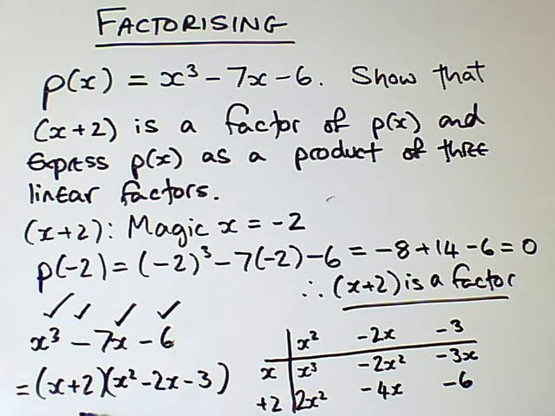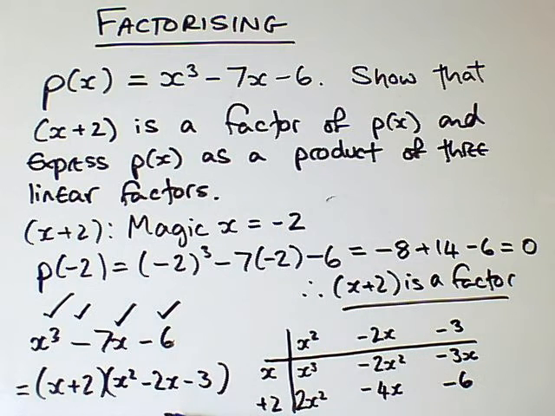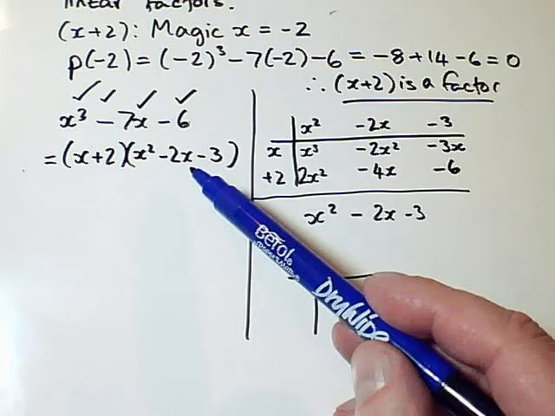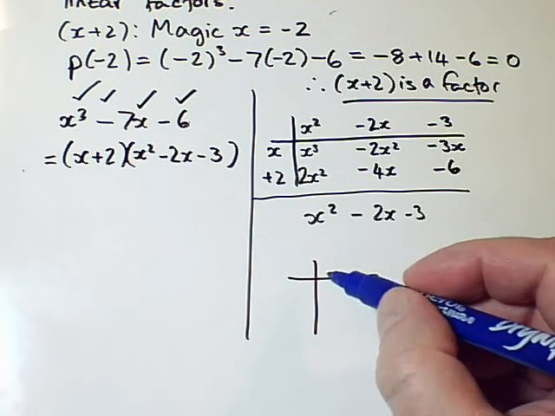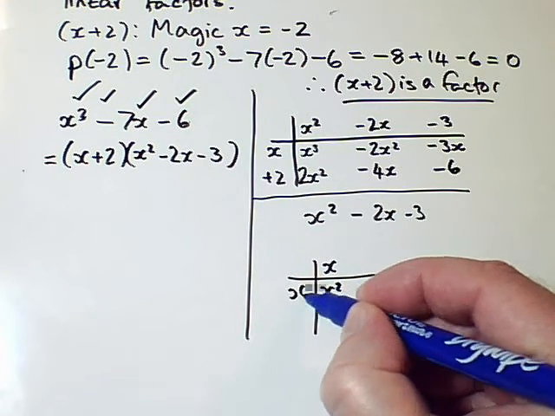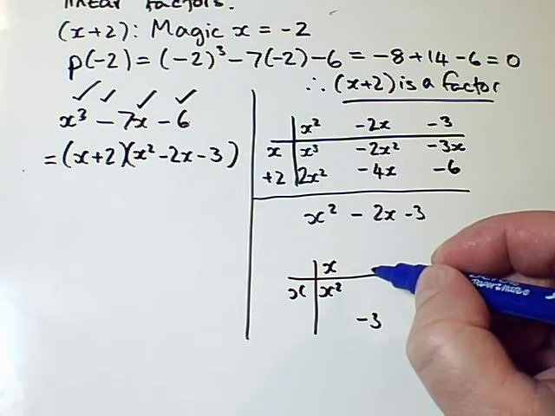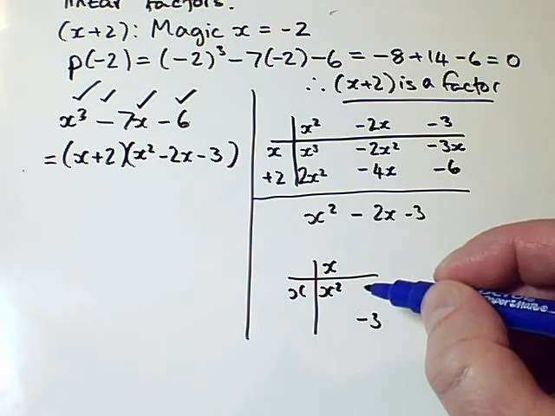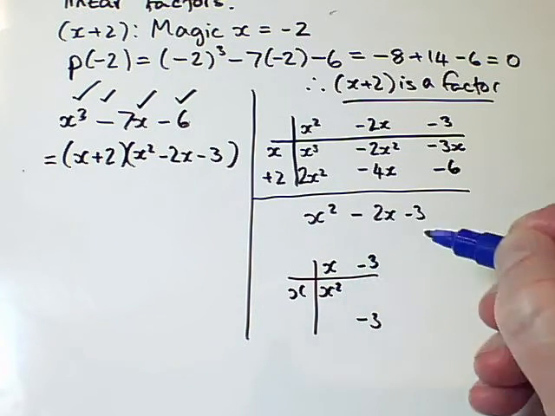Okay, I've got a linear factor and a quadratic factor, but to get to 3 linear factors, all I've got to do is look at that second factor there and factorise it. So this factor, I'm just going to go over here and do an ordinary quadratic factorisation. So I want an x squared, so I need an x and an x. I want a minus 3, so it's going to be either 1 and minus 3, or minus 1 and 3. Well, to get minus 2x, I think I need minus 3 there.